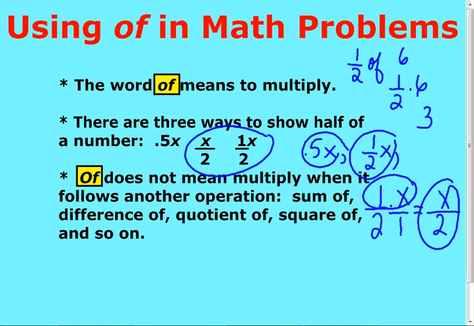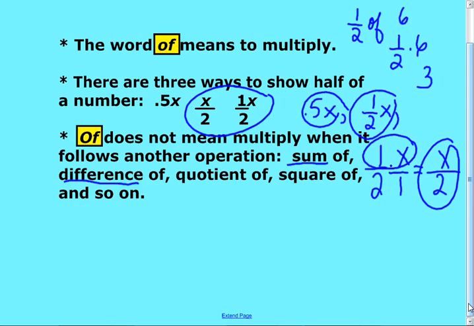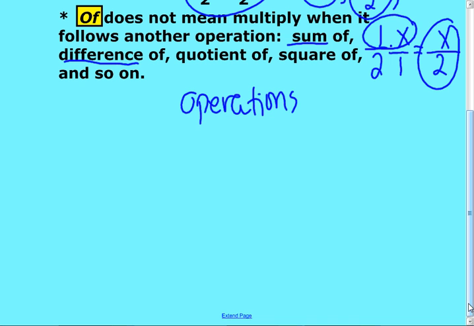Now there's a little extra thing here. "Of" does not mean multiply when it follows another operation, like the sum or difference of 2 numbers. So if it's combined with an operation, like add, subtract, multiply, or divide. So we have operations. Let's talk about those. Operations are what you can do with numbers. You can add them, you can subtract them, you can multiply, and you can divide them.